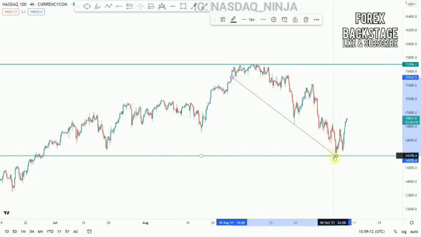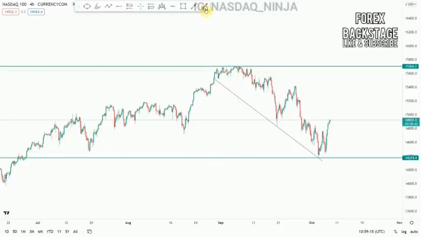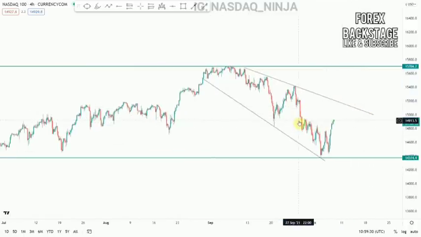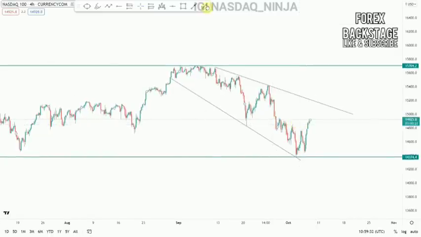I only go with the touches, guys. And then I'm gonna create my trend from this point here. So let me adjust it to be here. And then here we had a trend inside a trend from this point here.